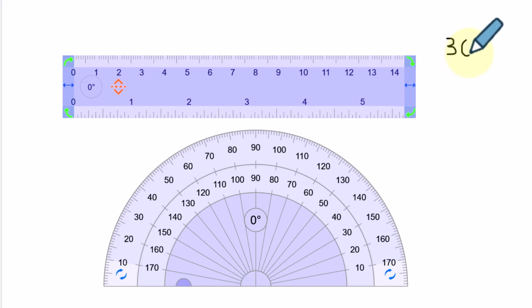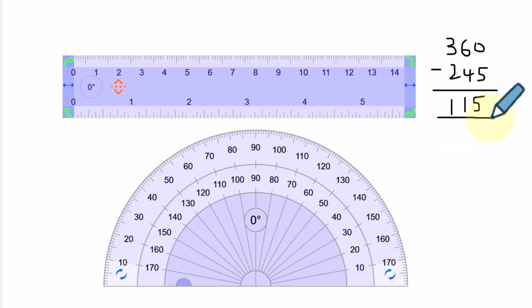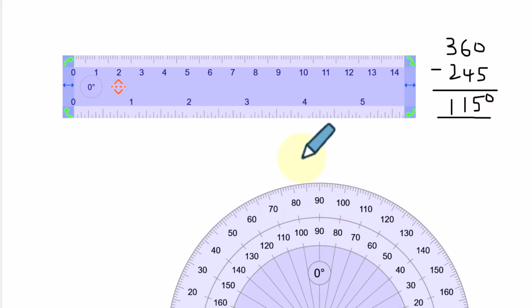Since a full angle is 360, first of all do 360 minus 245. This is the first thing you do if you want to construct any reflex angle. When you borrow, as usual, this is 5. 5 minus 4, that is 1. Then 3 minus 2, that is 1. So if I can construct angle 115, just know that the angle behind is going to be 245.